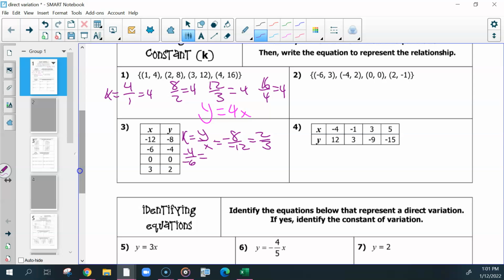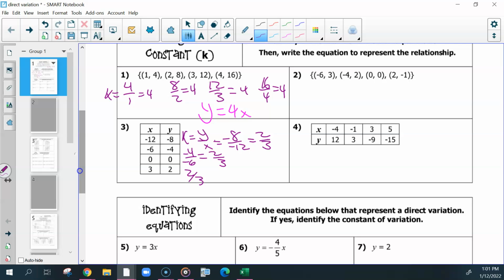Negative 4 over negative 6 would simplify to 2/3. I'm going to come back to that 0, 0. And if I divide these, 2 over 3, it does give me 2/3. But if I divide 0 over 0, what would that give me? An error. So with that mindset, we would think, okay, k can't be 2/3.